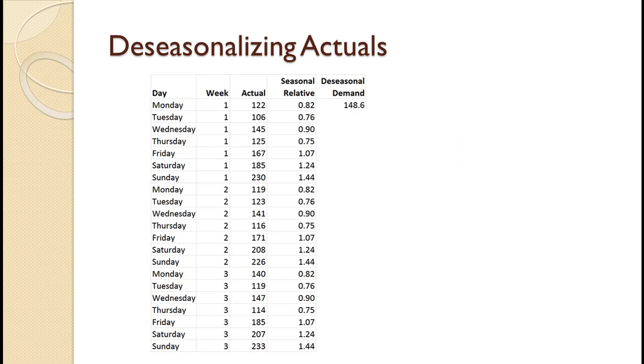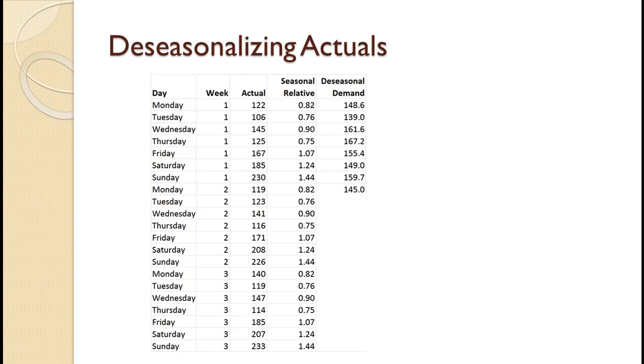122 divided by 0.82 equals 148.6. 106 divided by 0.76 equals 139.0. 145 divided by 0.90 equals 161.6. 125 divided by 0.75 equals 167.2. 167 divided by 1.07 equals 155.4. 185 divided by 1.24 equals 149.0. 230 divided by 1.44 equals 159.7.